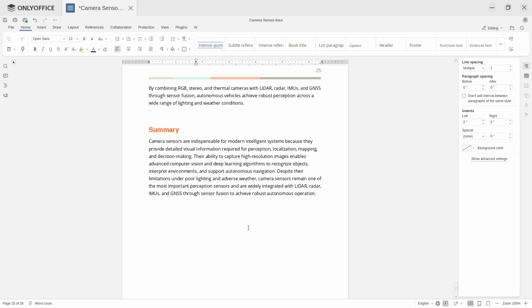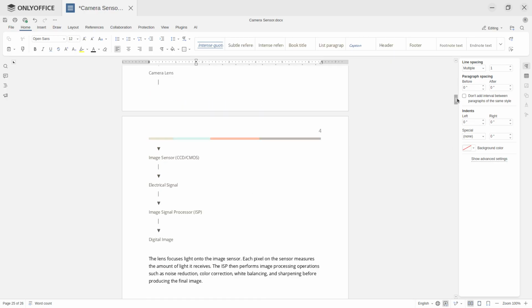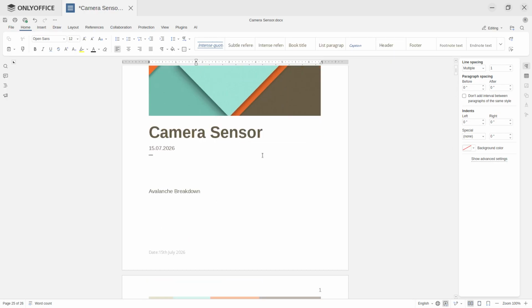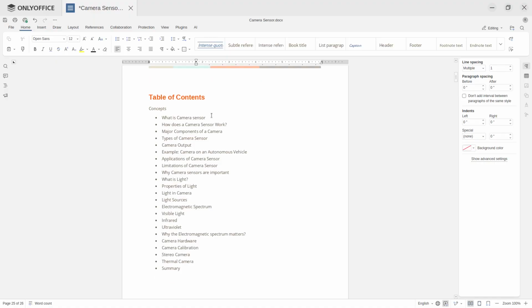So with this, we have come to the end of this document. I think you understood what we were talking about. In this document, we discussed camera sensors: what is a camera and how does a camera work, what are the major components of a camera, types of camera sensor, camera output, camera on an autonomous vehicle, application of camera sensor, limitation of camera sensor, why camera sensors are important, what is light, properties of camera, light sources, electromagnetic spectrum, visible light, infrared, ultraviolet, why the electromagnetic spectrum matters, camera hardware, camera calibration, stereo camera, thermal camera and summary.